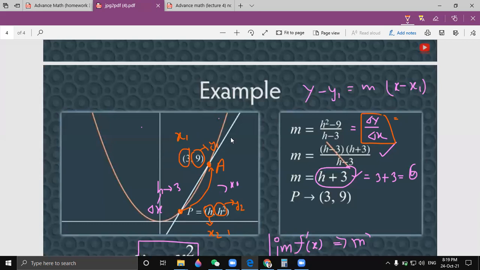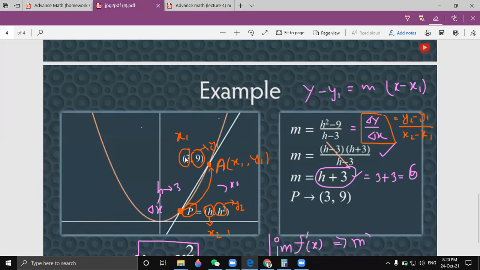Why is this x1, y1? Because this A was our first point. That's why it is x1, y1. And we just imagine this point P, that's why it is x2, y2. So now if we find the slope, del y will be y2 minus y1, and del x will be x2 minus x1.